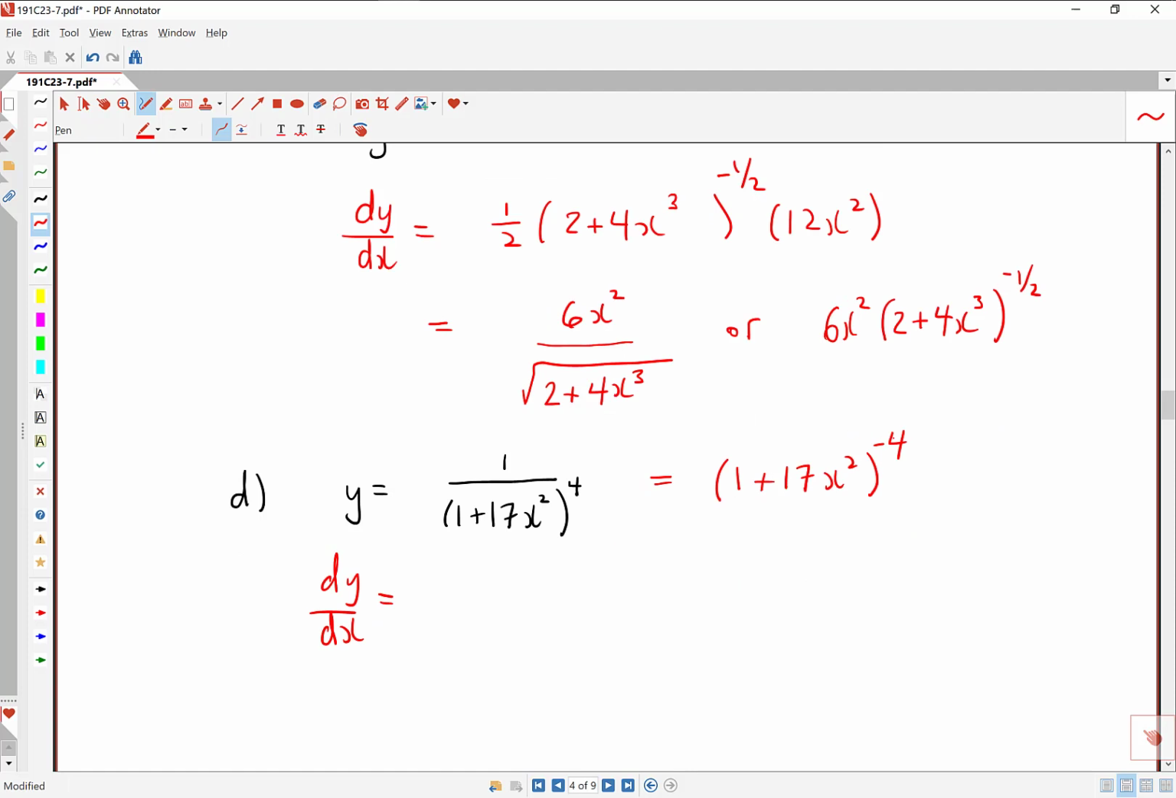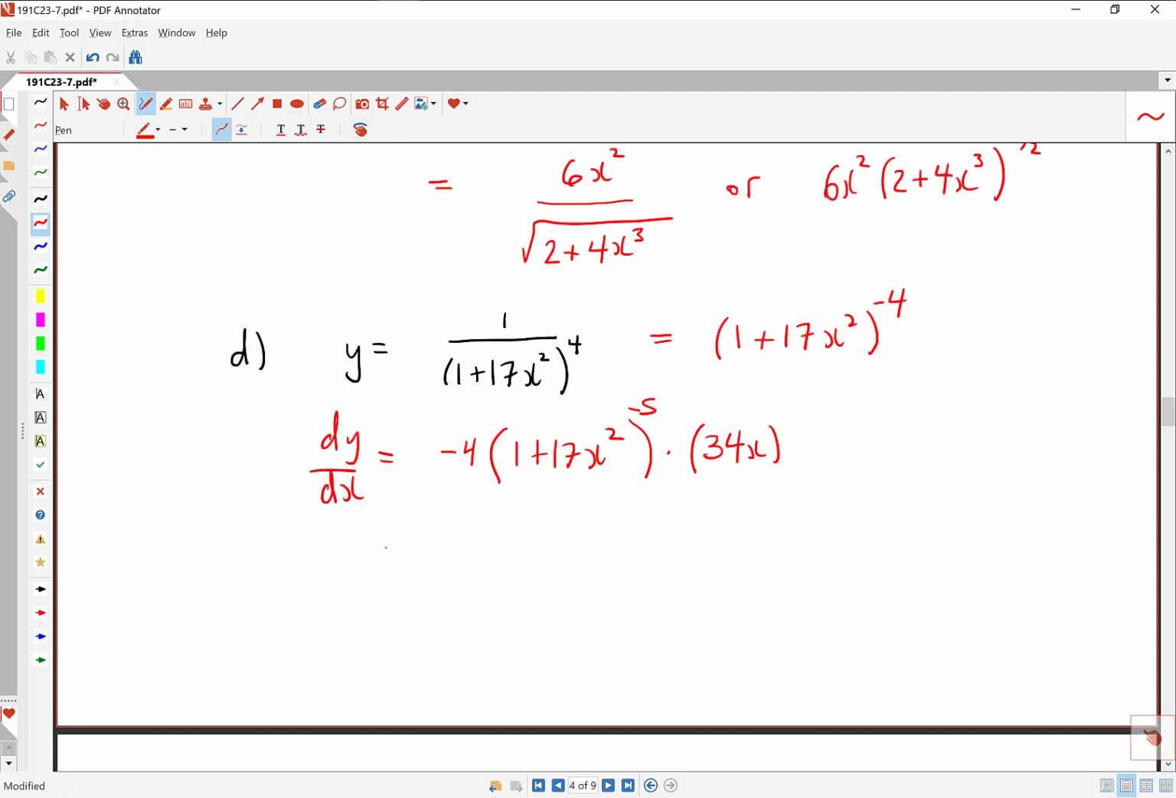We're going to deal with the power -4 first. So -4 comes down in front. The exponent becomes more negative: if you go -4 minus 1, you now have -5 in your exponent. Keep the inside function the same, and then multiply by the derivative of the inside function, which would be 34x. Multiply the negative 4 and the 34, so minus 136x is what you get there, and that's times (1 plus 17x squared) to the minus 5.